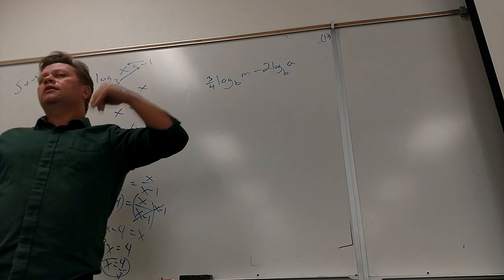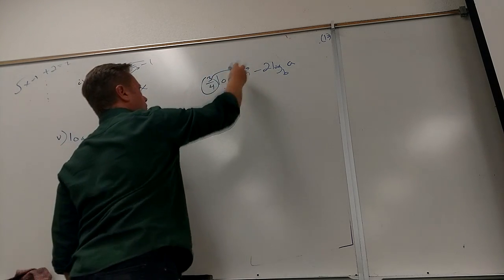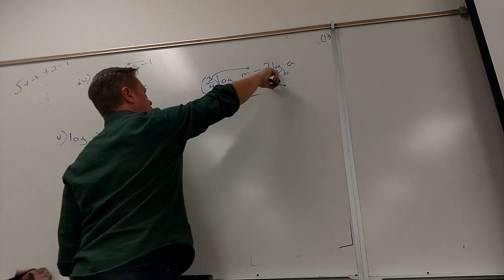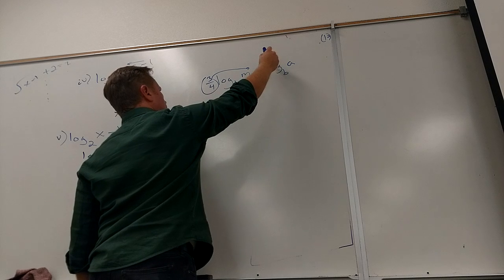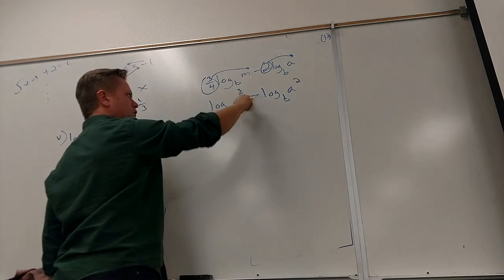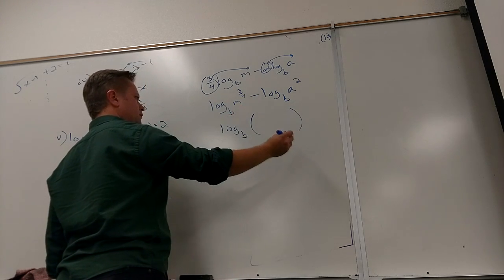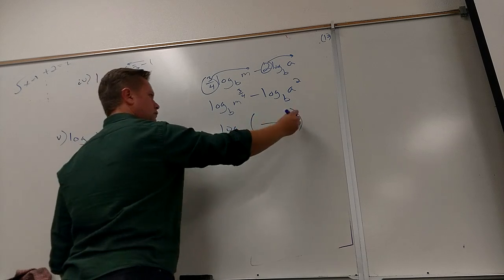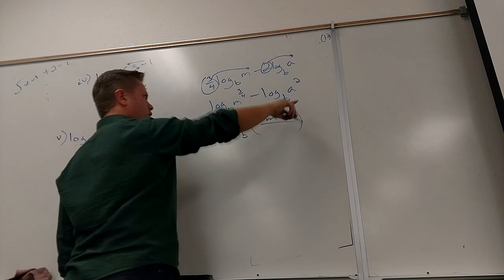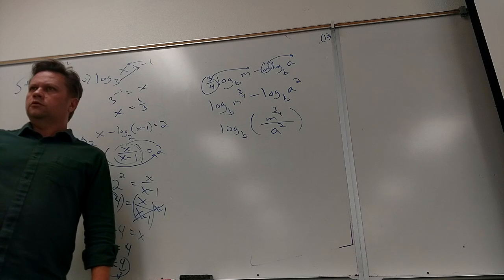Where can it go? Where did it come from? What property of logs? Yeah. So I can put that back up here. Get it out of the way. So over here, what do I do? Now how do I do the difference of 2 logs? Log base b of, what goes on top? M to the 3/4 over a squared. There you go. Cool.